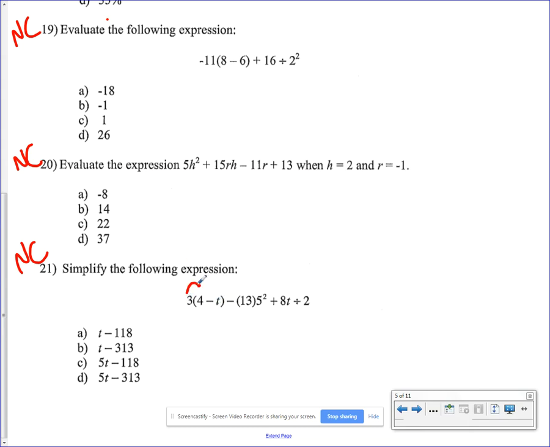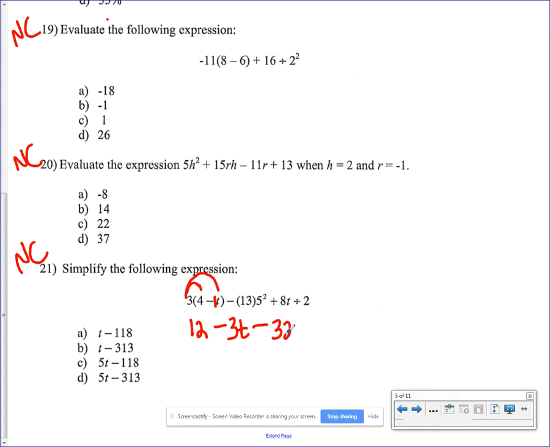So maybe not. I will say this, remember how to use the distributive property. 3 times parentheses, you got a bunch of stuff. That means 3 times 4, that's 12. And then minus 3 times this 1t. This is like 3 times -1. That's -3t. Okay. Then continue on. Minus, see if you can calculate what 13 times 25 is.